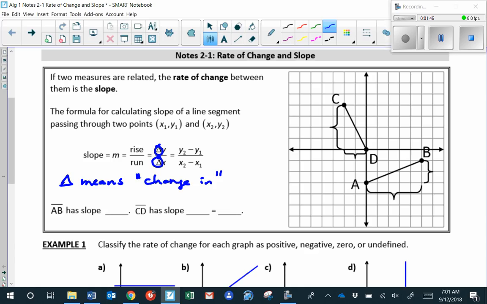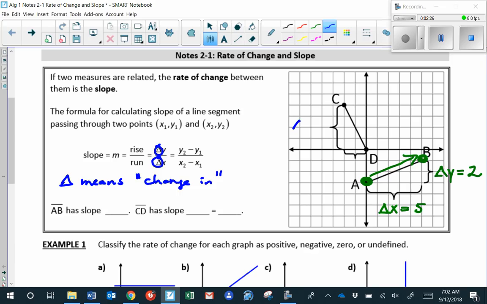So if I look at segment AB to the right, segment AB has a delta y of 2 and a delta x of 5, if we count those squares. That means as I go from point A to point B, I go right 5 and up 2. Or I can go up 2 and right 5 and still get to the same place. Either order works.